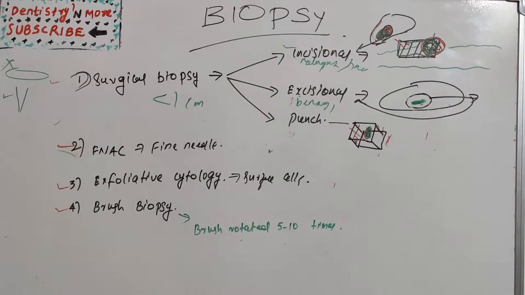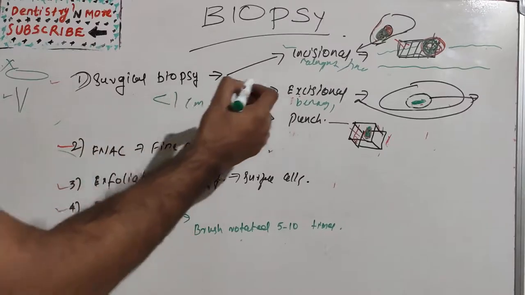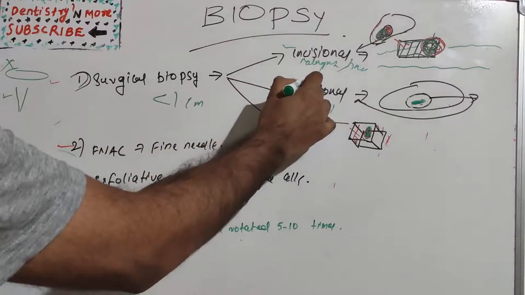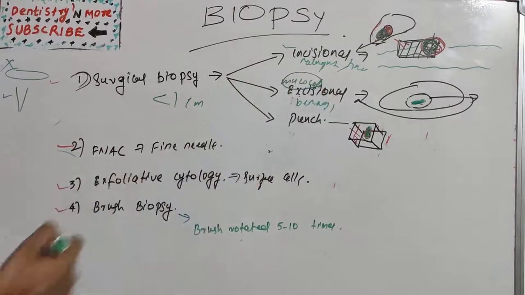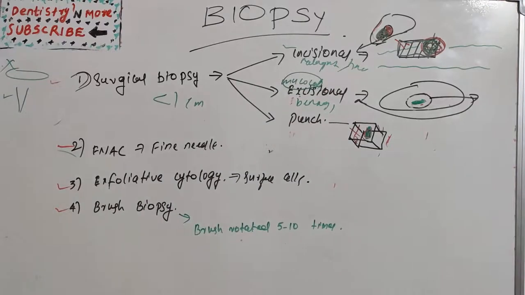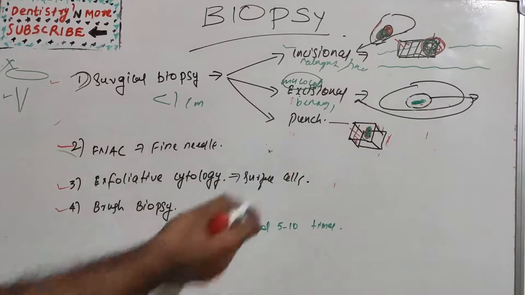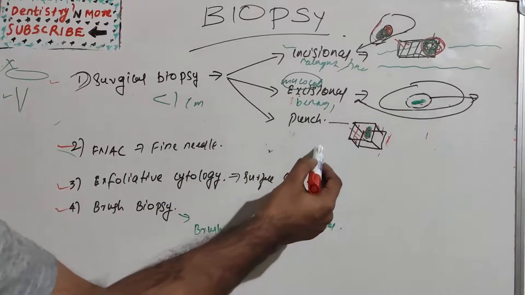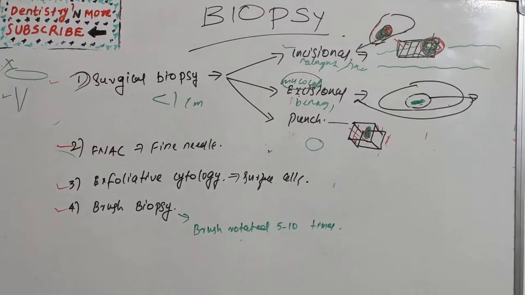In the excisional biopsy technique, the entire lesion with 2 to 3 mm of normal adjacent tissue is excised. It is most commonly used in mucosal lesions. Now we have punch biopsy. So punch biopsy, like we know punched out lesions, it will be like this, punched out lesions.